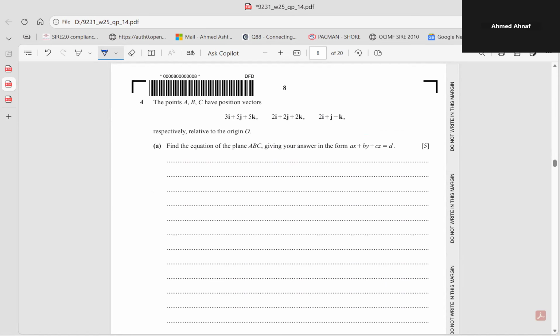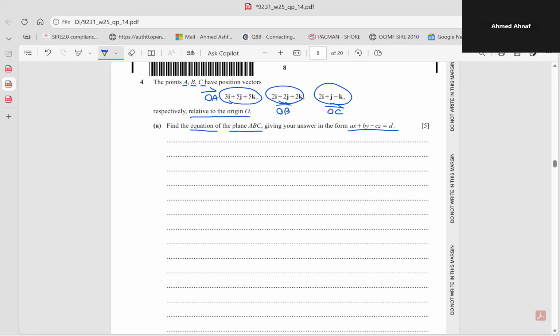Okay, so for the fourth question, it's a vectors question. We're told that the points A, B, and C have these position vectors. This is for A, this is for B, this is for C, relative to the origin also. This one is OA, this one is OB, this one is OC. For the first part, we're told to find the equation of the plane ABC, giving your answer in this form. So we have to give an answer in the Cartesian equation form.